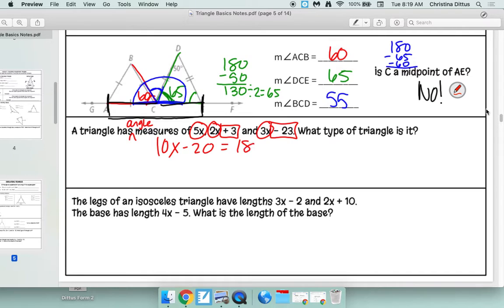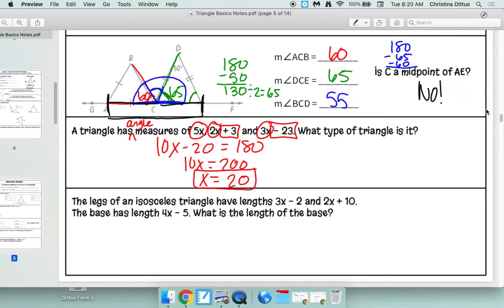And you said triangles add up to 180, so they must equal 180. To solve, add your 20 and x's. What? 60? Did I do that wrong? No, I got it. Okay. Kind of scared me. Alright.